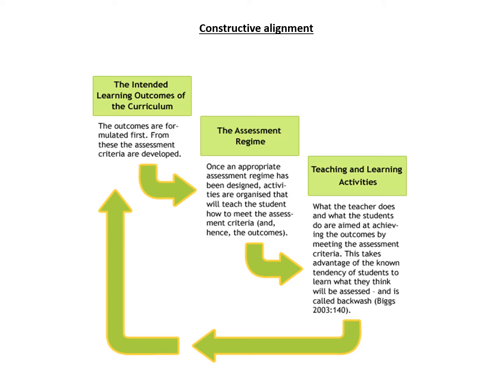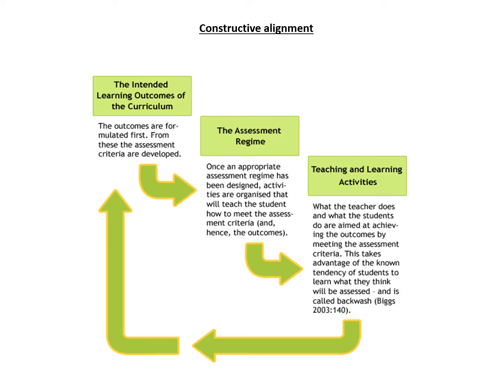And then the third part of constructive alignment, if you remember, is the learning and teaching activities. The how am I going to teach the material? So this is then broken down to what will the teacher do in the class and what will the learner do to meet the outcome. And part of what the teacher will do and part of what the learner will do is assessment.